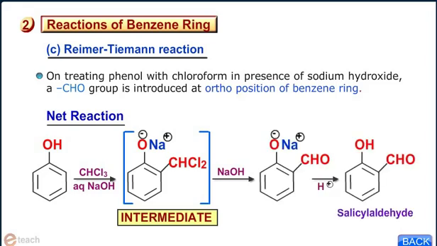C6H4O-Na+ with CHCl2 at ortho position, which in presence of NaOH gives C6H4O-Na+ and CHO at ortho position, and further in presence of H plus gives C6H4OH CHO at ortho position, which is known as salicyl aldehyde.